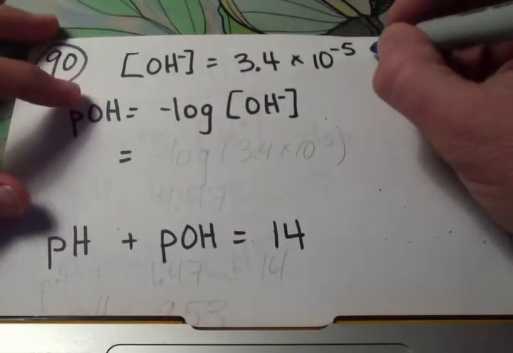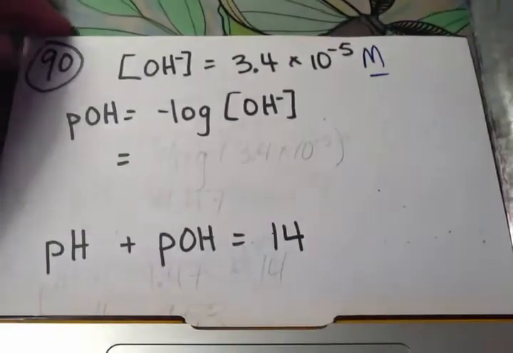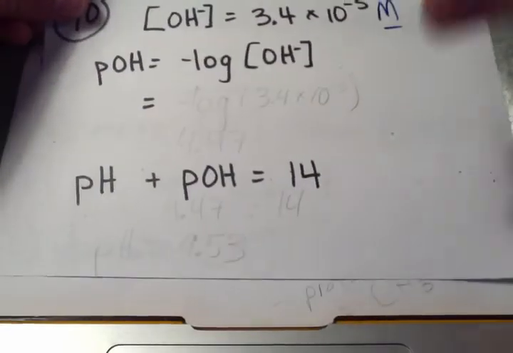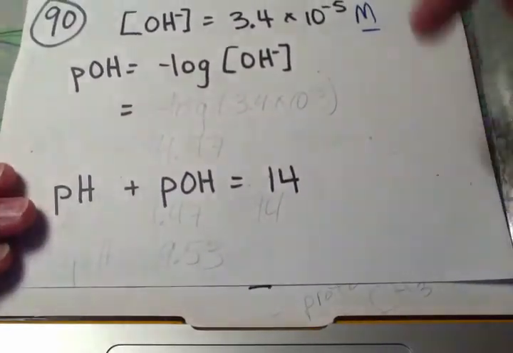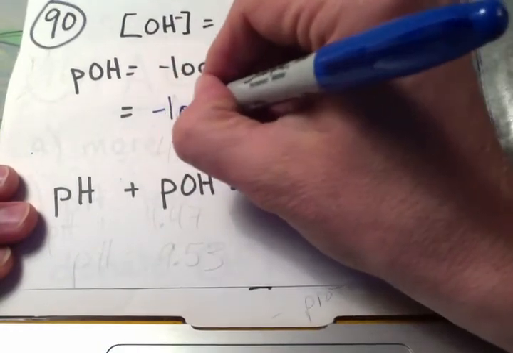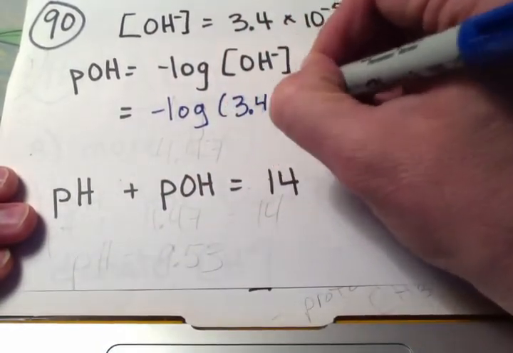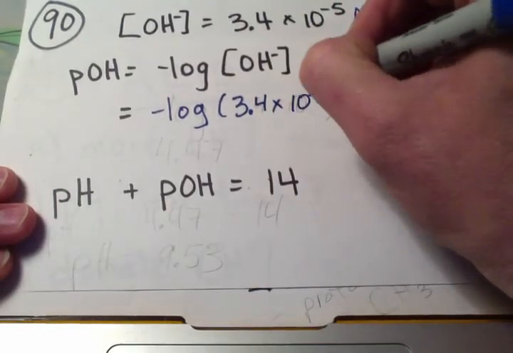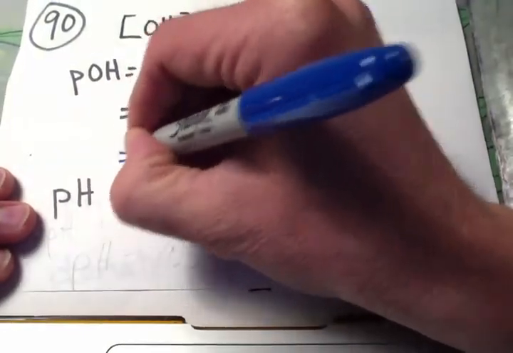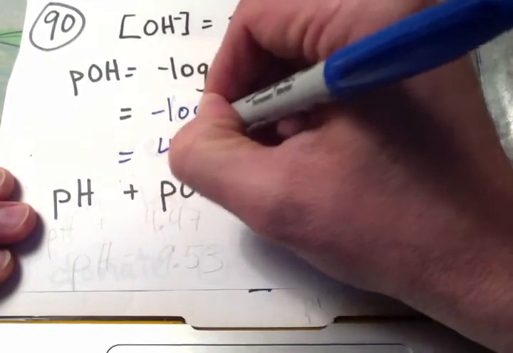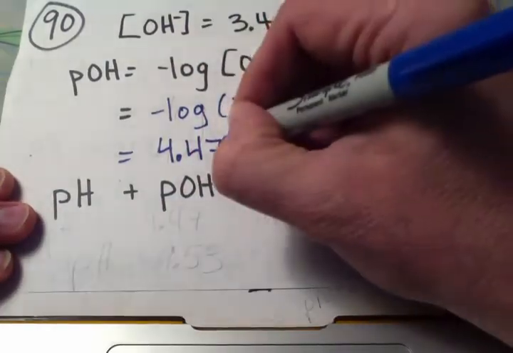Okay, what are we given? We're given molarity of OH. What can we do with that? Well, it's a base. I can plug that value into my calculator. By now, if you've gotten this far, you're good with your EE key. You're good with your exponent key. Okay, so that makes sense.